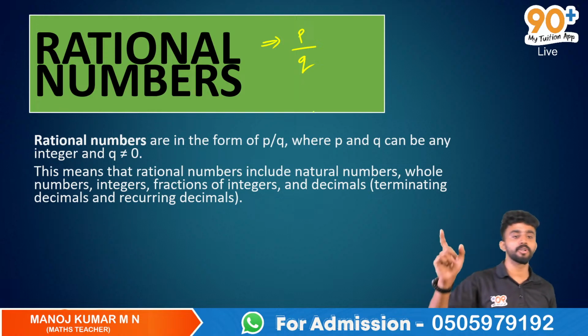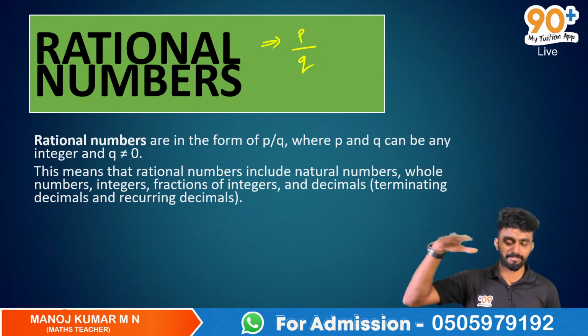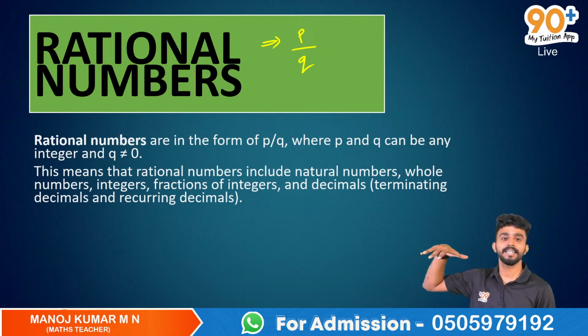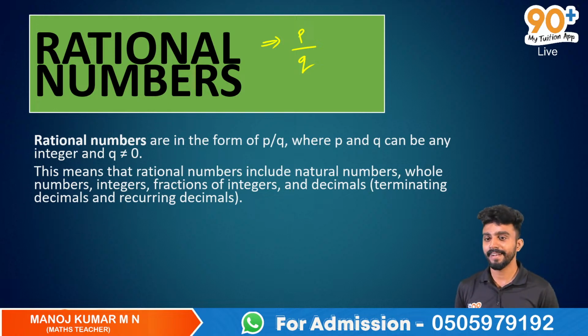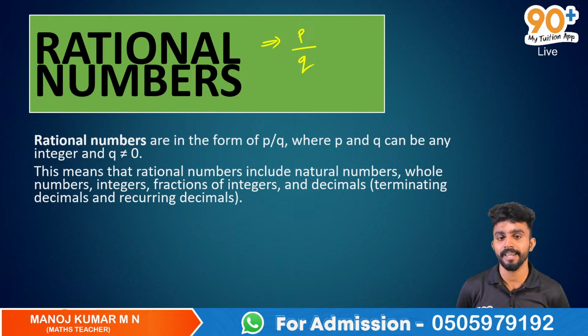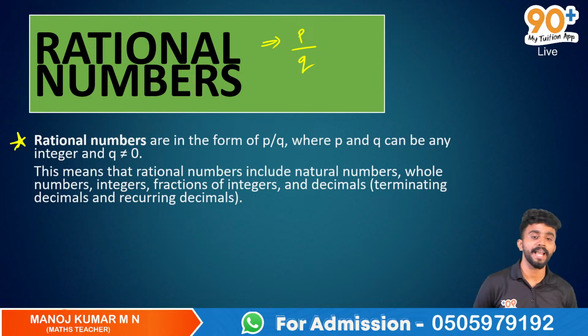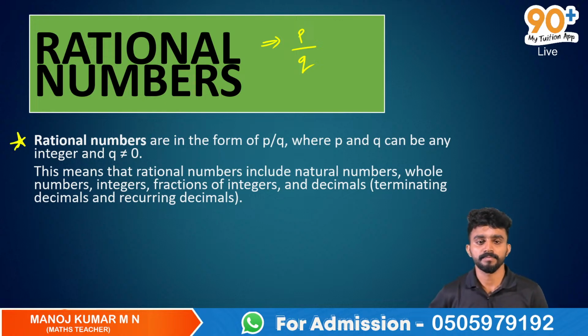So this means that the rational numbers include natural numbers, whole numbers, integers, fractions of integers, and decimals, terminating decimals and recurring decimals, so we can ignore it. So basically, we call it fractions with integers. It can include natural numbers, whole numbers, and integers as well. Got it? Yes. So rational numbers are in the P by Q form, where the numerator and denominator can be a positive number, negative number, a whole number as well. Numerator can be 0, but Q value should not be 0. That is mandatory. Got it? So give a side heading rational numbers. Note down, rational numbers are in the form of P by Q, where P and Q can be integers and Q not equal to 0. This means that the rational numbers include natural numbers, whole numbers, integers, fractions of integers, and decimals. It goes like that.